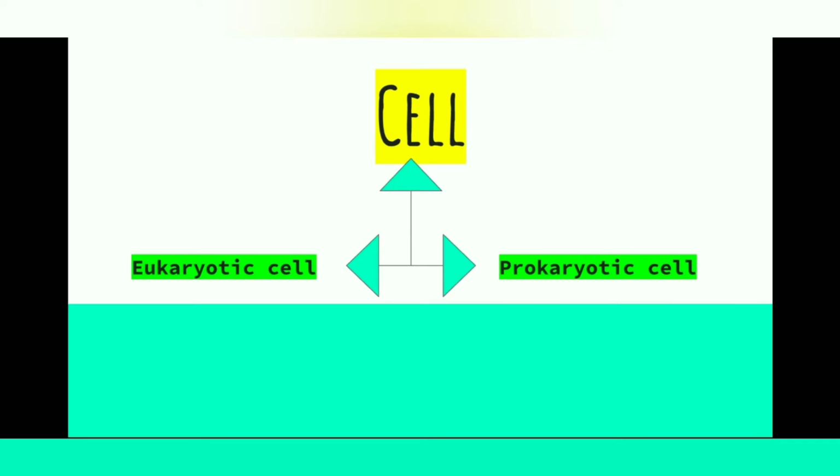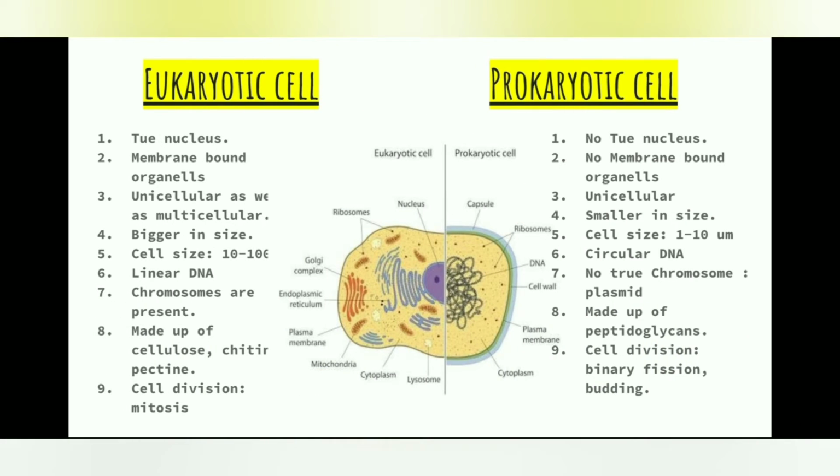Eukaryotic cells are present in the eukaryotes, like we are eukaryotes because our cells are eukaryotic. So humans are an example of eukaryotes. Similarly, prokaryotic cells are present in the prokaryotes, like bacteria and archaea. So bacteria and archaea are examples of prokaryotic cells. Next, let's start with the comparative study between eukaryotic and prokaryotic cells.